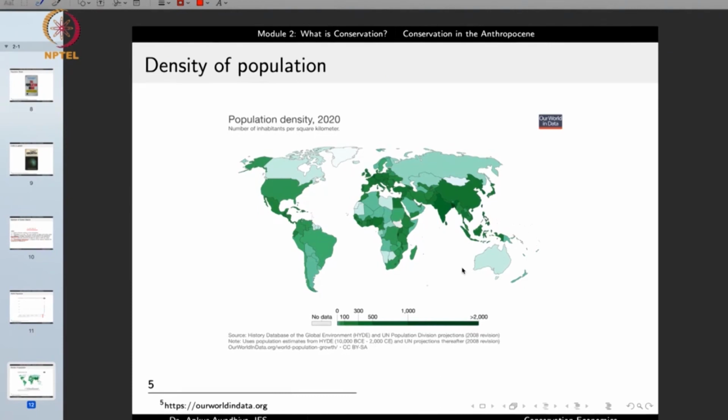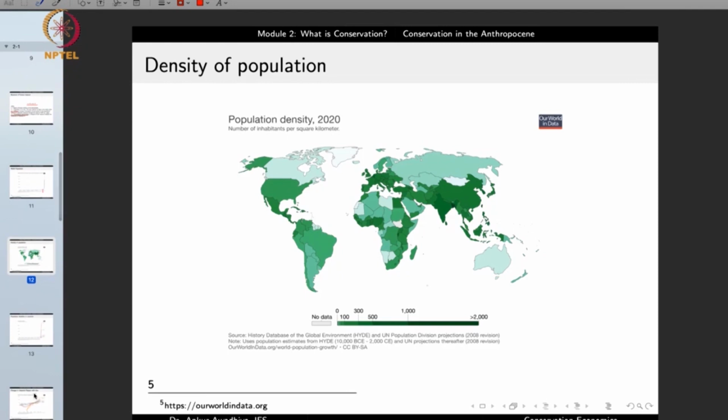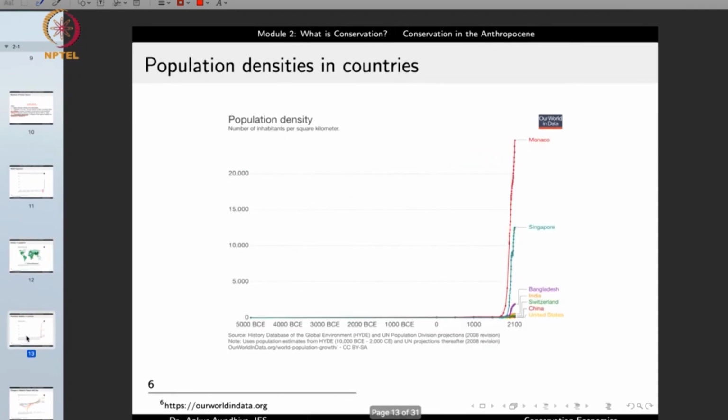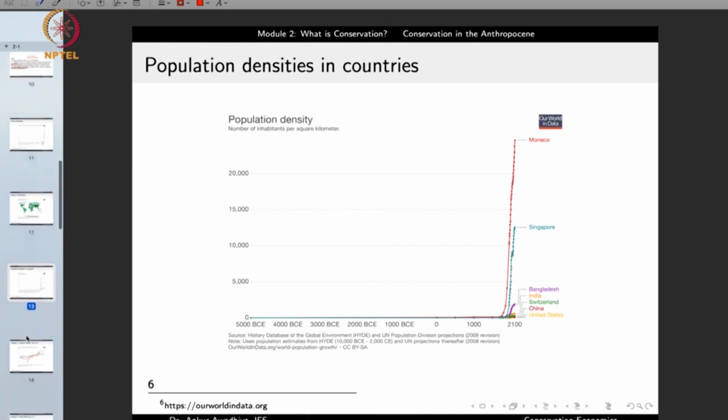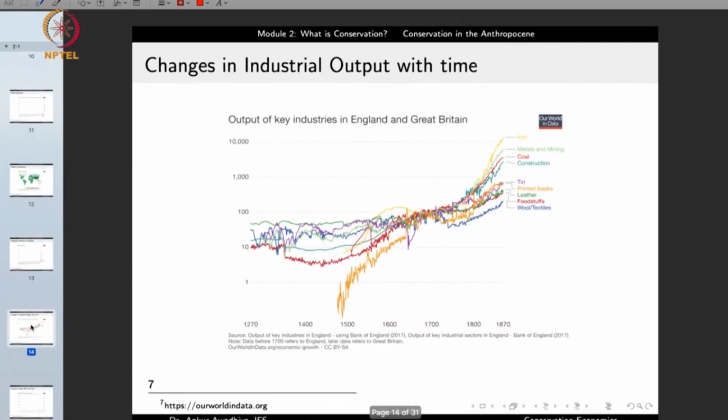And what we are observing here is that not only has the population been increasing with time and the rate has been increasing with time, but also there are certain locations on earth where the population density is very high, and that has an impact on the total human impact on the environment. The population densities have also been growing with time in a number of areas.